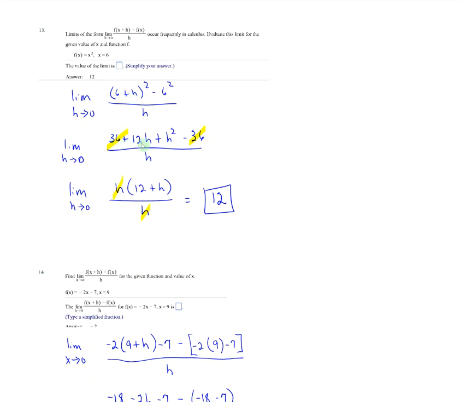Then we'll square this. We get 36 plus 12h plus h squared minus 36. Those two cancel out. It's very similar to what we encountered in 2.1. And then we have 12h plus h squared over h. We still can't plug in because that h is there. So we factor out h. We've got h over h times 12 plus h over h. Those cancel. Now, as h goes to 0, your limit is 12.